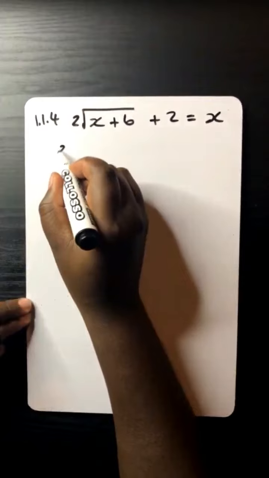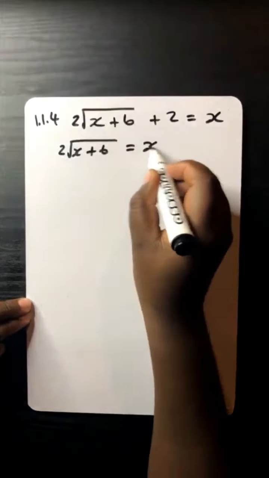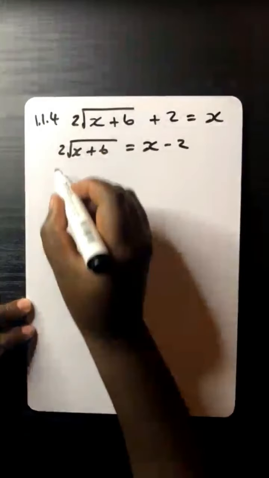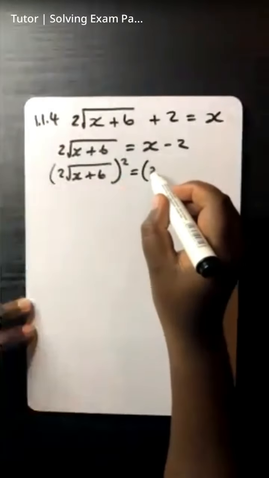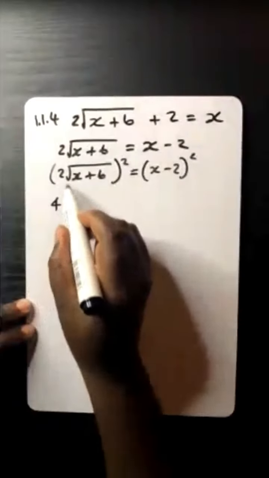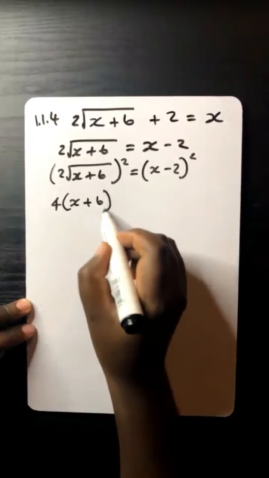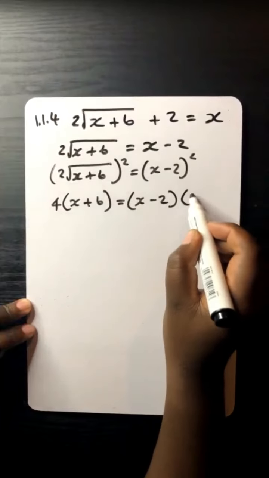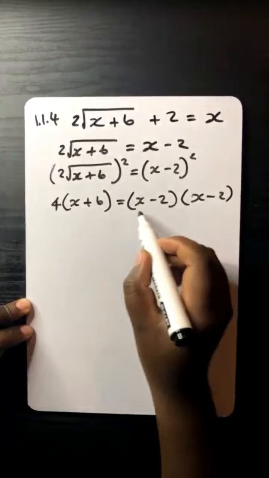So obviously we've got 2 square root of x plus 6. This is equated to x minus 2. You want to remain with this on the left side. So you introduce a squared to remove that square root, which is equals to x minus 2 squared. So obviously this is that times that is 4 into x plus 6 squared is equals to 2 of this x minus 2. So now you remove the brackets.